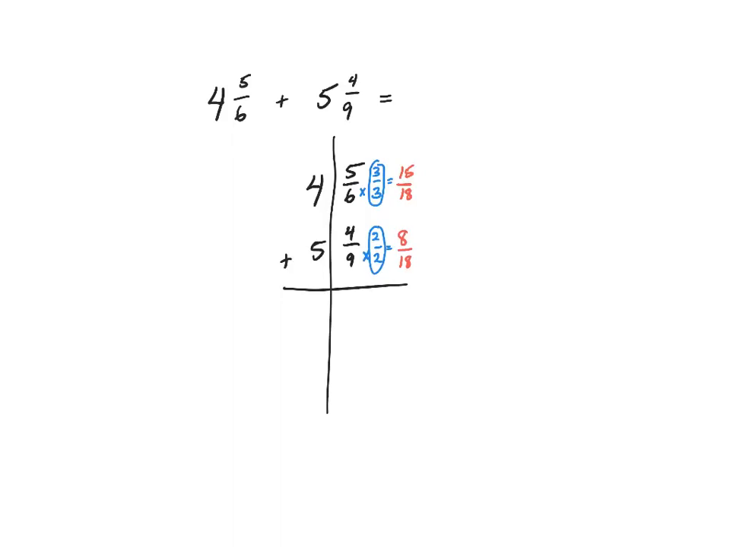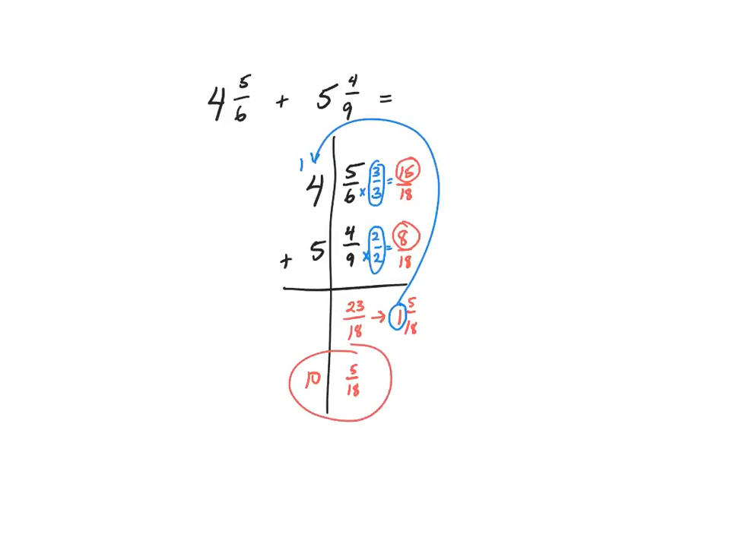Ready to add my new fractions. 15 and 8 is 23 eighteenths. This is an improper fraction, so I'm going to change it to a mixed number. As a mixed number, this is 1 and 5 eighteenths. My whole number that I just got here, I'm going to carry. So my total answer now, my fraction will still be 5 eighteenths, and my whole number will be 5 plus 4 plus 1, which is 10. So my answer is 10 and 5 eighteenths.